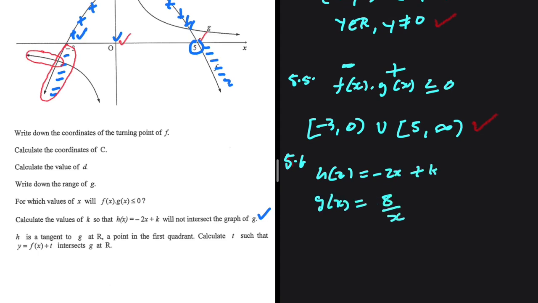So we're looking for the values of k for which h of x will not be equal to g of x. Well, let's say you've never seen a problem like this before. What are you most likely to do?